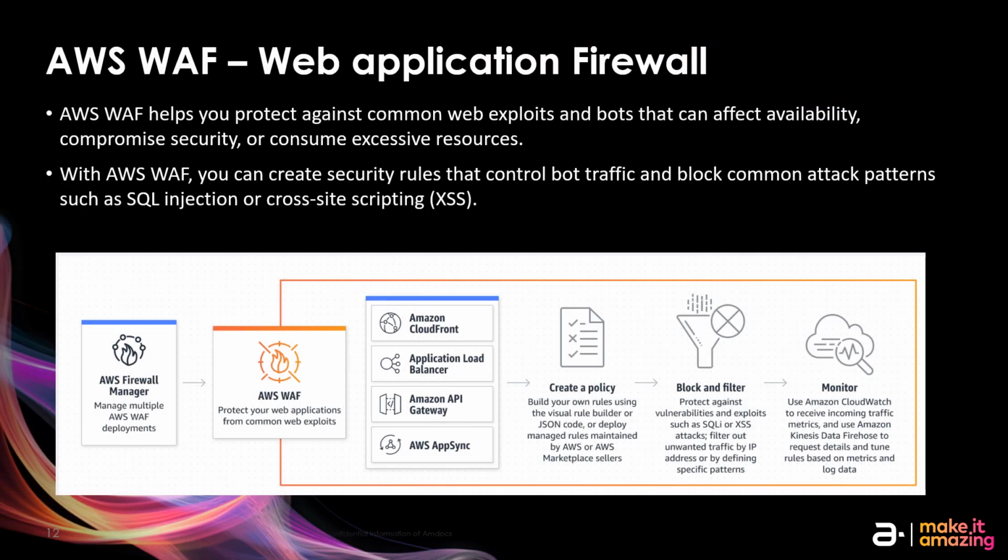Next we have AWS WAF, Web Application Firewall. A WAF protects you against common web exploits and bots that can affect availability, compromise security, and consume excessive resources. So it is a kind of firewall. In the name itself, the firewall protects you from common web exploits. With AWS WAF, you can create security rules to control your bot traffic and block common attack patterns such as SQL injections and cross-site scripting.